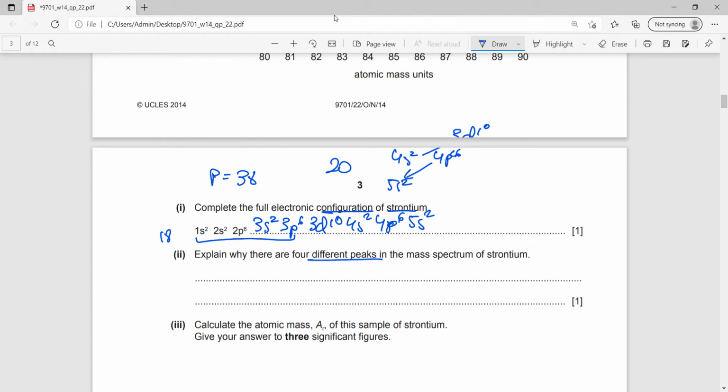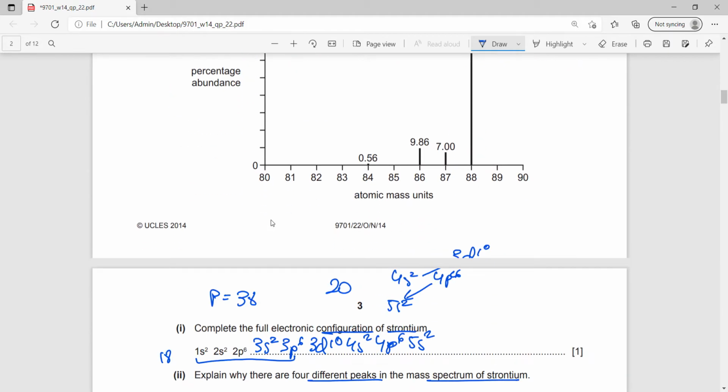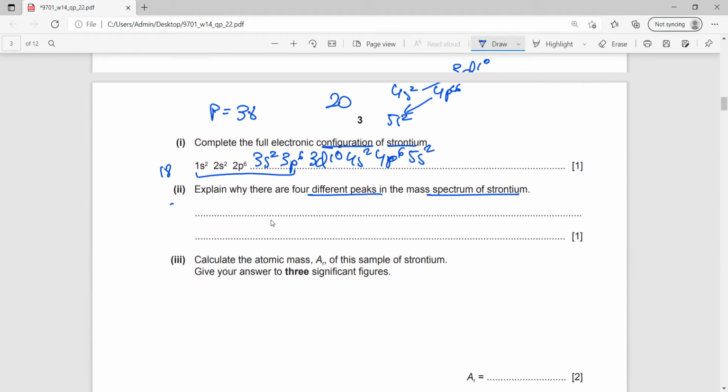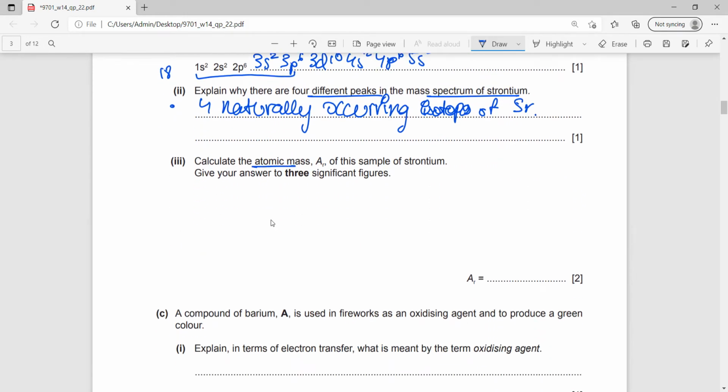Explain why there are 4 different peaks in the mass spectrum of strontium. These are just the different isotopes of strontium that are naturally occurring. So all you have to say is that there are 4 naturally occurring isotopes of strontium. Right, I believe strontium is Sr. So calculate the atomic mass, or the Ar, of the sample of strontium. Give your answer to 3 significant figures.